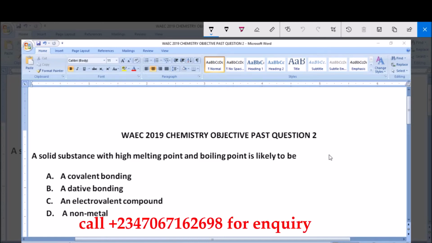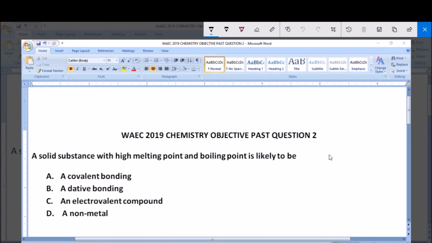Now, for non-metals, of course, non-metals are elements on the periodic table that require electrons, that receive electrons to achieve octet or duplet state.